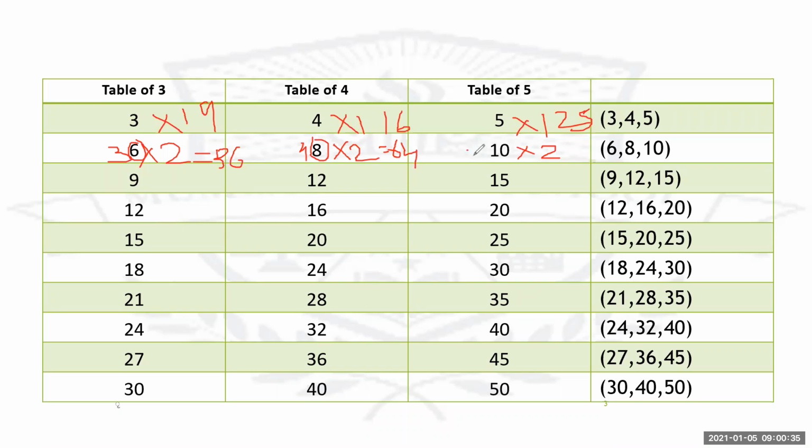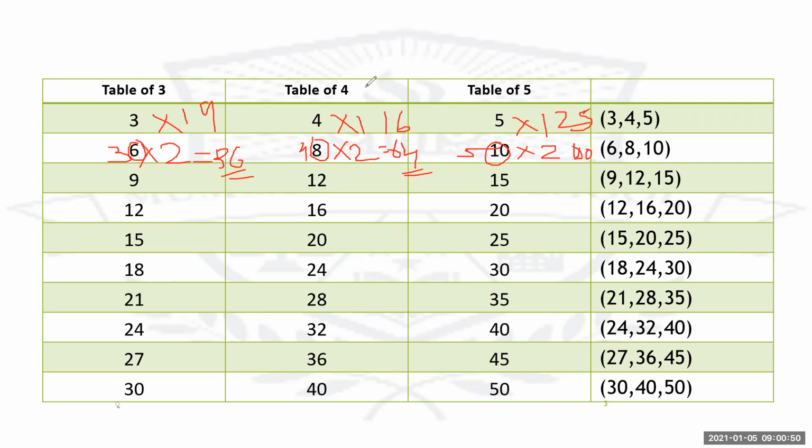And check, 5 into 2, 10. Square of 10, 100. Is this clear? So 36 plus 64 is equal to 100. So in this way, you can get the triplet numbers.